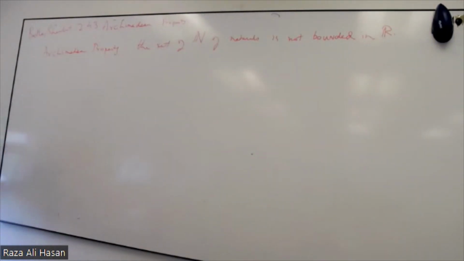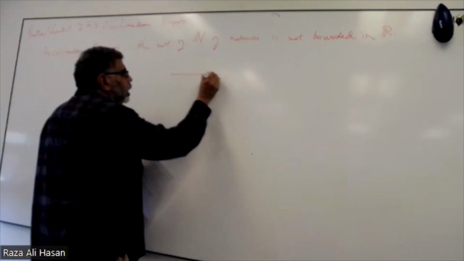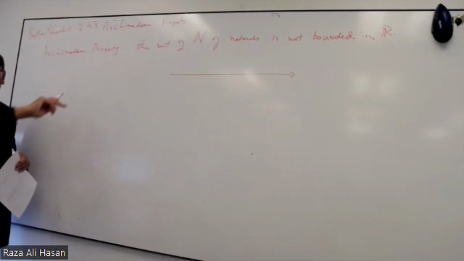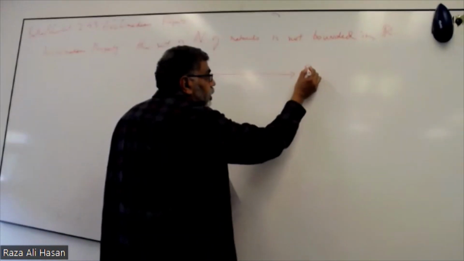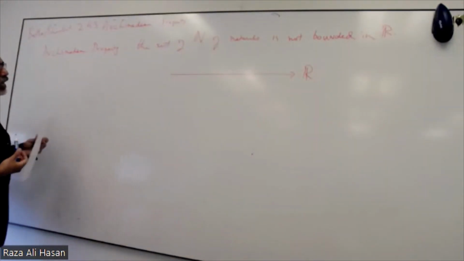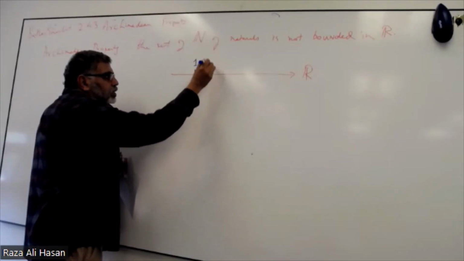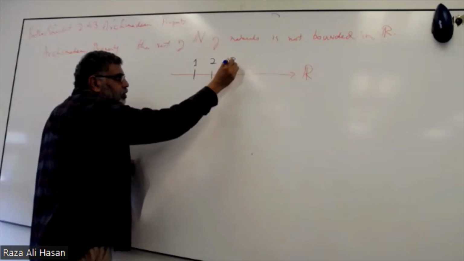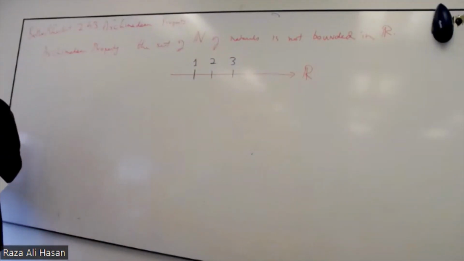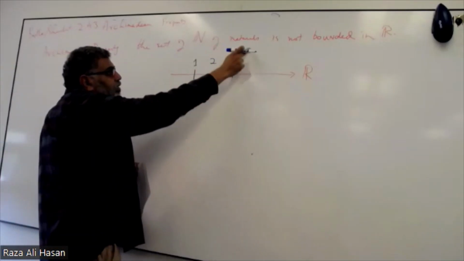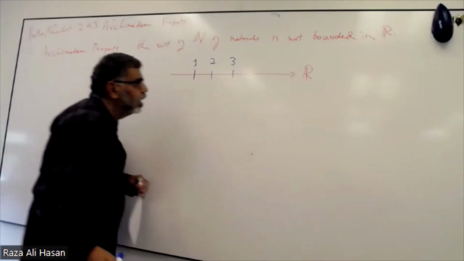It is saying that if you have a real number line, so I'm trying to draw a picture for this sentence that I just wrote. So here is my real number line. And it is saying that the set of natural numbers, which is a subset of this real number line, goes on forever after every little bit. So the set of natural numbers is not bounded in R. How should I show that?